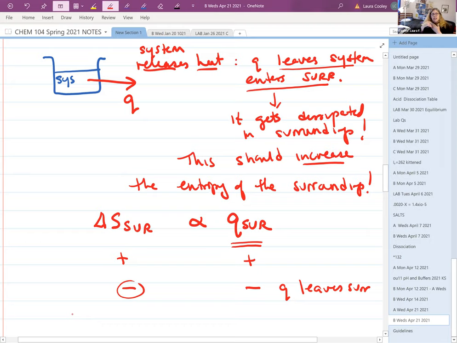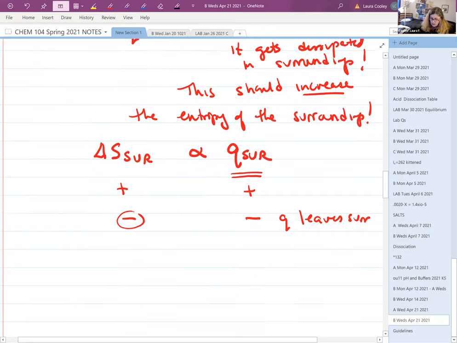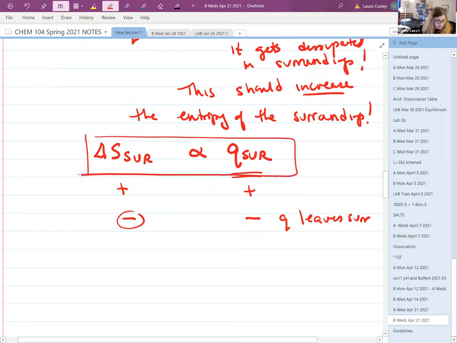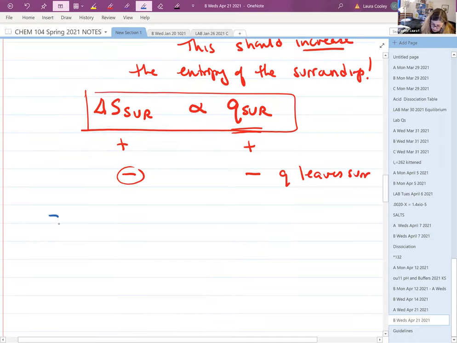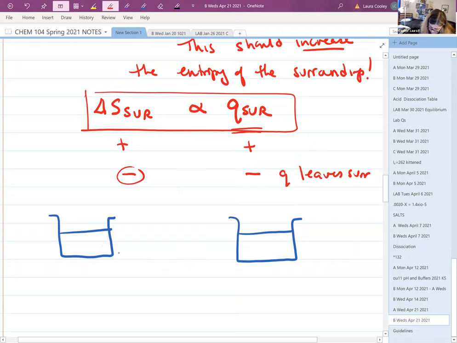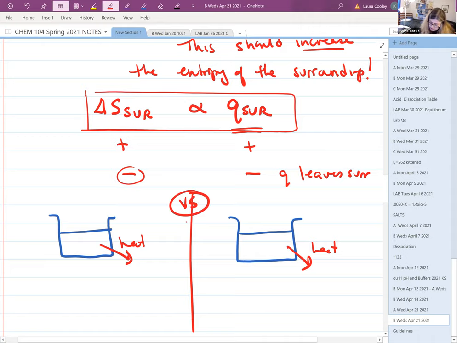Because if the surroundings is losing heat, then it doesn't have as much heat to dissipate in the surroundings, so its entropy will be lower. All right, so this is where we start. We think it should be proportional to the heat. But now there's another aspect of this. Suppose I have two different situations. I have my system, I have heat coming out, there's my heat going into the surroundings. But I want to contrast these two.